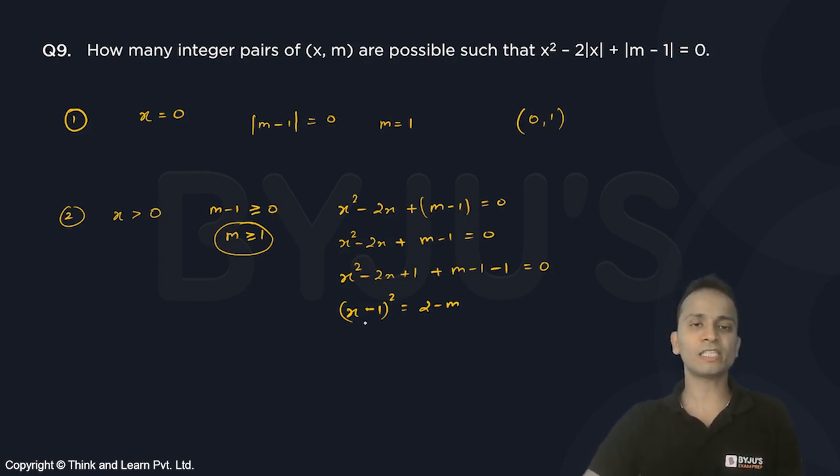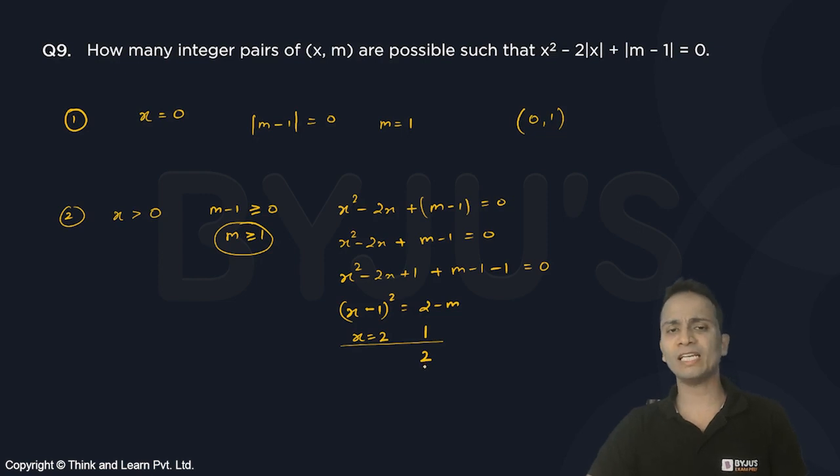But the left hand side of this equation, x minus 1 whole square, will always be greater than or equal to 0. It has to be non-negative always, right? So the values of m for which this will work are m equal to 1, or the right side can be 0 as well, so m can be equal to 2. So the values that m can take will be either 1 or 2. Now if m is equal to 1, the right hand side will be 2 minus 1, that is 1, and on the left hand side x can be equal to 2. So x equal to 2 and m equal to 1 will be one of the solutions.